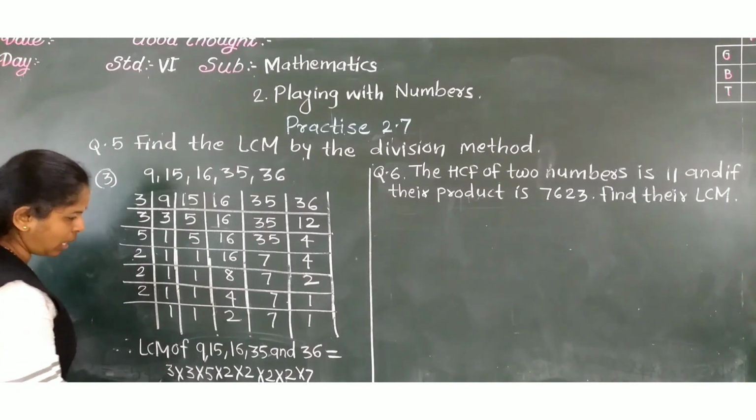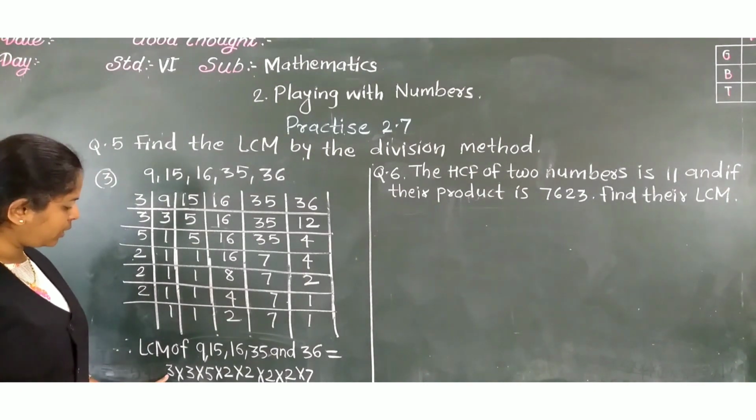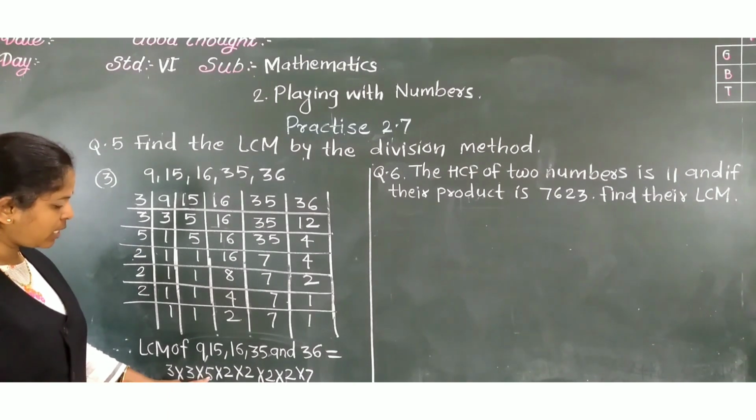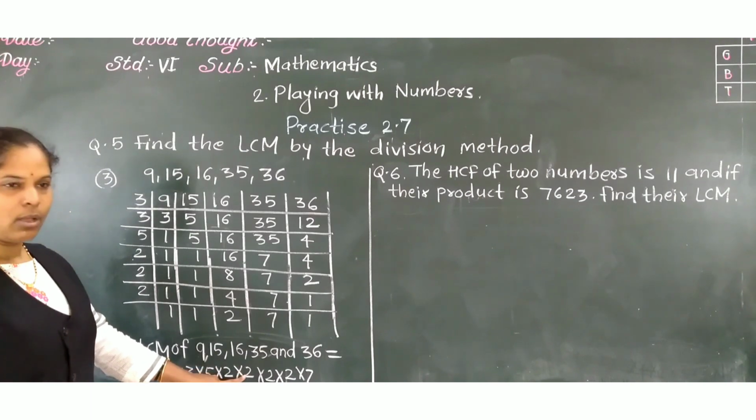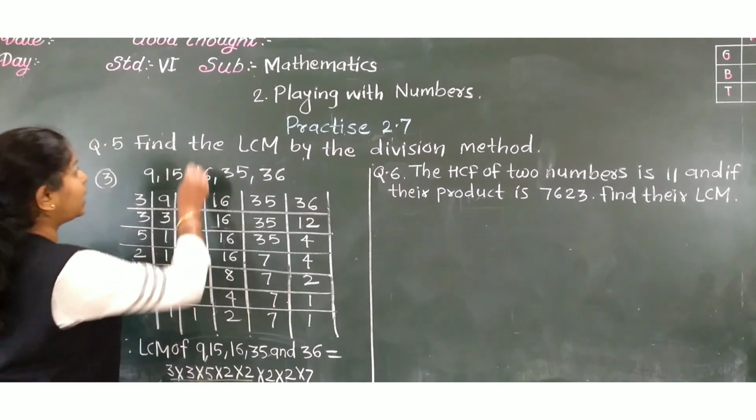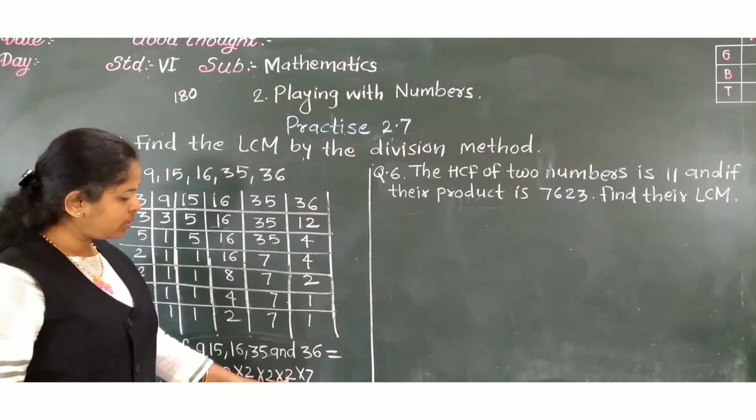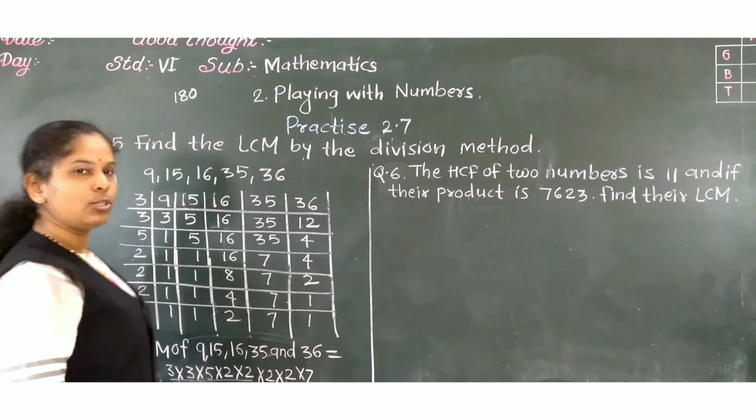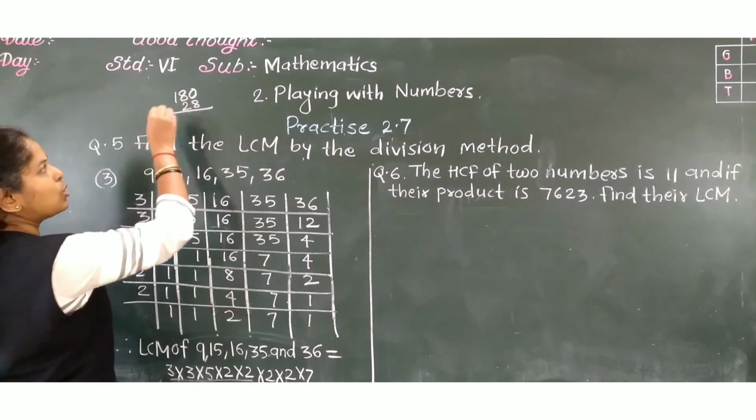Okay. Now find out the answer. See here, 3 3s are 9, 9 5s are 45, 45 2s are 90, 90 2s are 180. Okay. Up to here, if you multiply, you will get the answer 180. Now 2 2s are 4, 4 7s are 28. Okay. So multiply.